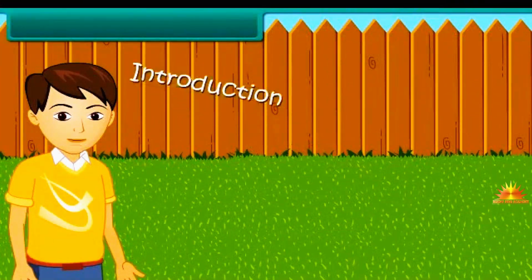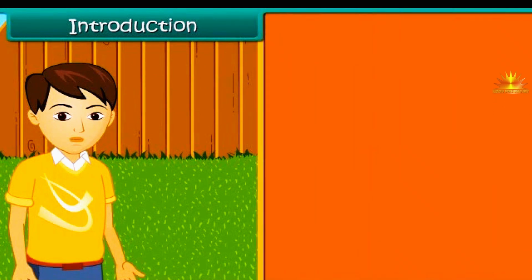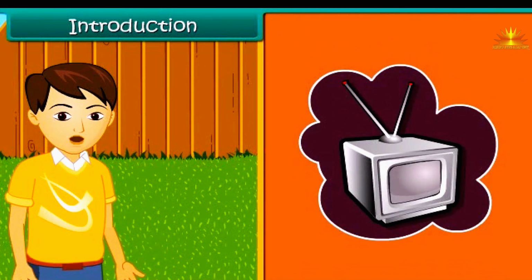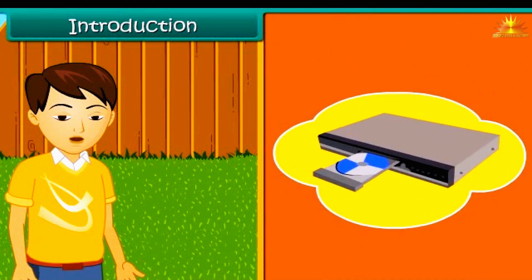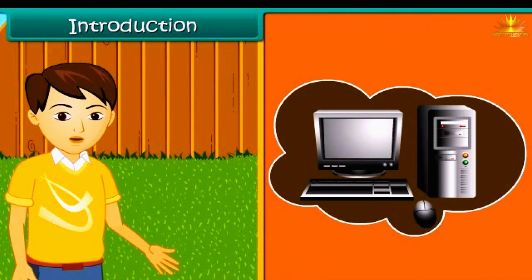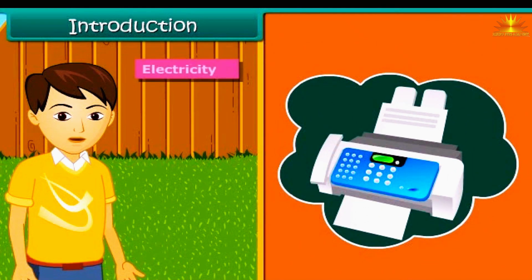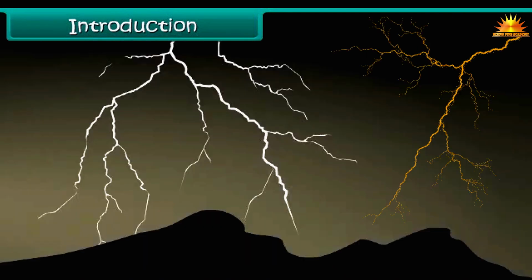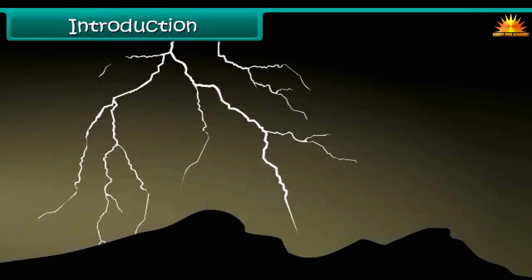Introduction. Hello friends. What do we need to run our television set, refrigerator, DVD players, video games, computer and fax machines? Yes, it is electricity. Electricity has always been around because it naturally exists. Lightning, for instance, is simply a flow of electrons between the ground and the clouds.